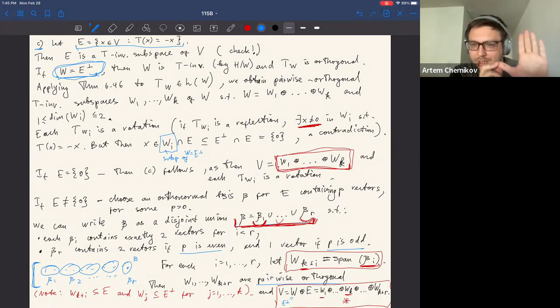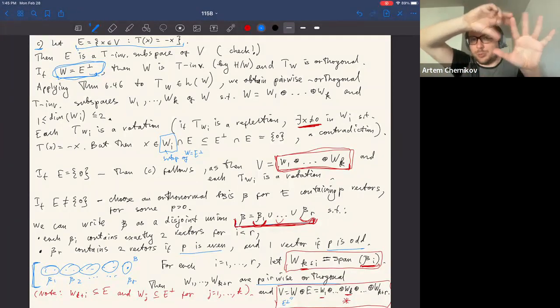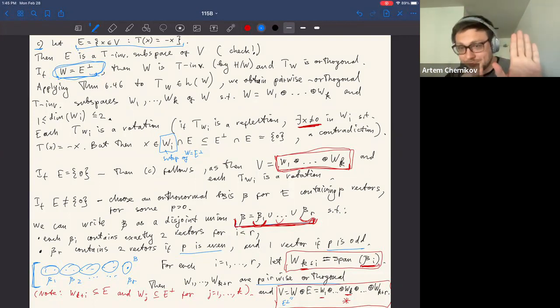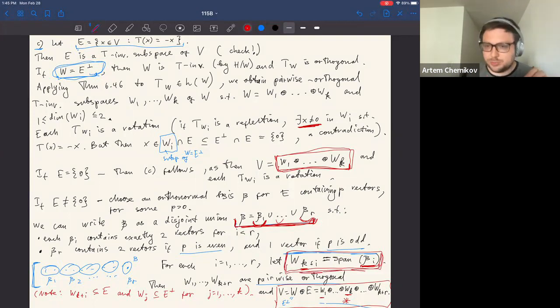Is beta I a basis for WI? Yes, by definition, because we start with a basis for the whole space E. This is beta. Then I split it into pairs, and possibly 1 that remains if there's an odd number of vectors. Then I take WK plus I to be the span of the corresponding pair. It's going to be a basis automatically because beta was a basis, so we take the span of a pair of vectors from the basis for each pair.